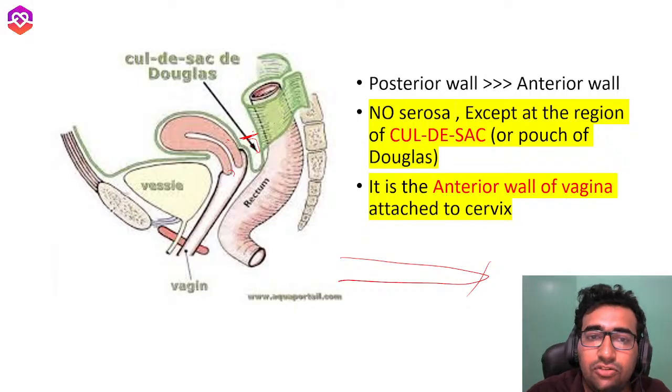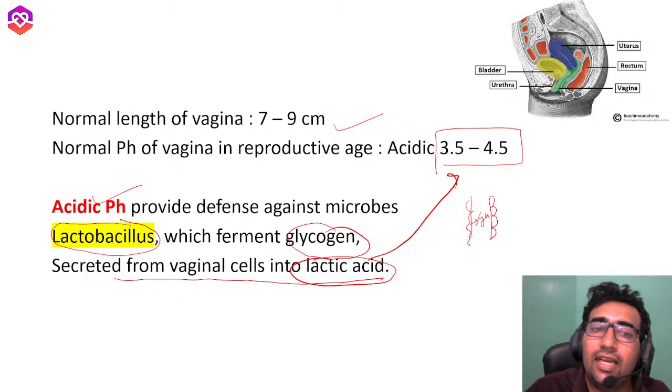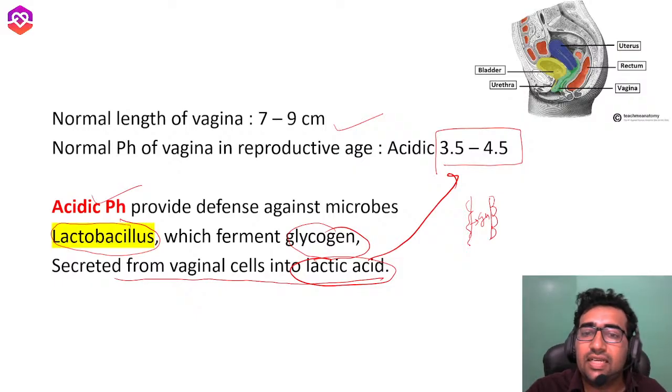Which wall is attached to cervix? Anterior wall. You can see here the anterior wall is attached to cervix. What is the length of vagina? 7 to 9 centimeter. What is the pH of the vagina? pH of the vagina is 3.5 to 4.5. This is due to lactobacillus producing lactic acid from the glycogen, and this provides defense against microbes.